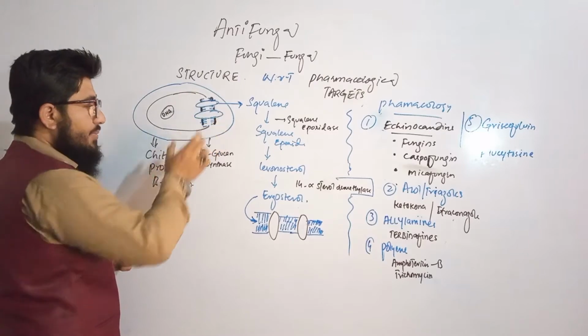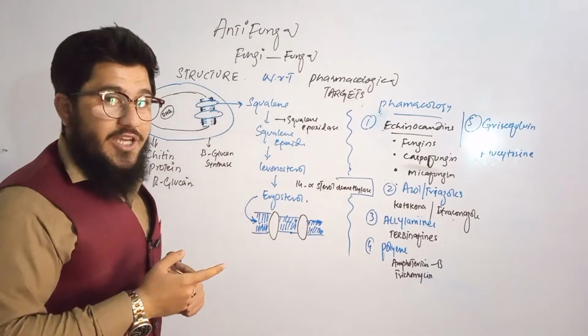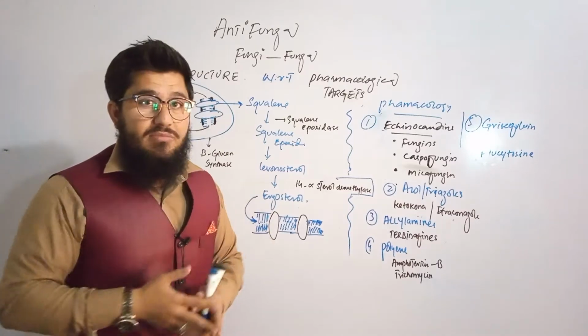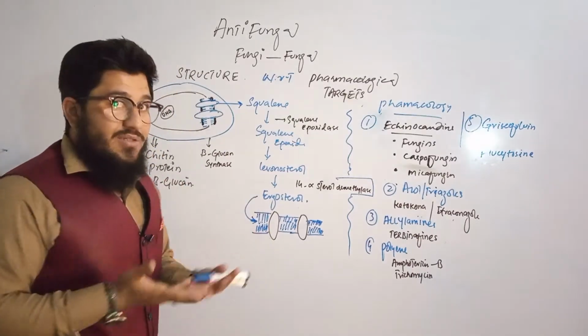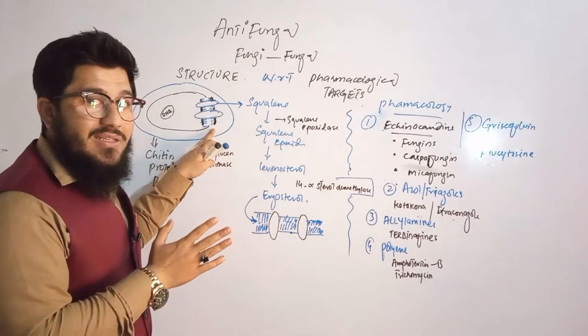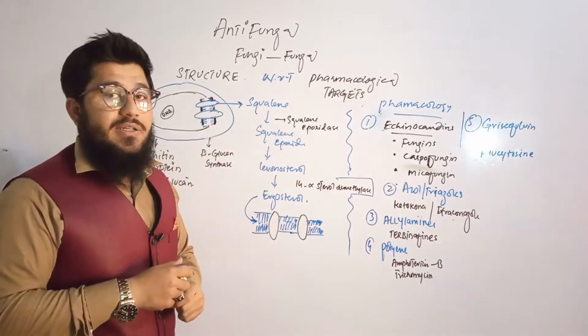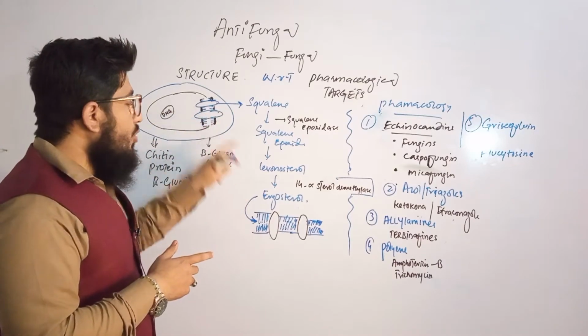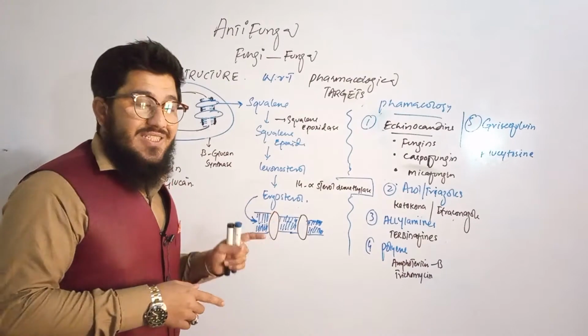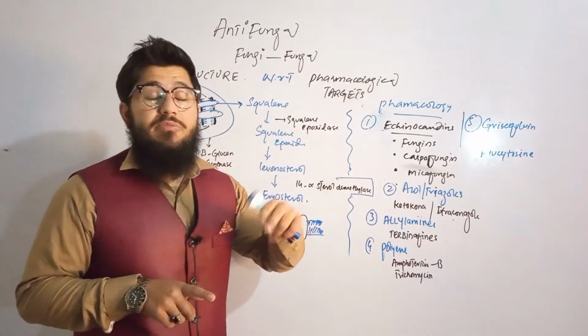Here we have the cell membrane. It is composed of a lipid bilayer. Now you might be thinking that this lipid bilayer is available in each and every cell membrane. Where is the different point? Very simple, just stay calm. This lipid bilayer has another internal content, that is ergosterol. Because of this ergosterol, this cell membrane becomes different from the cell membrane of other organisms.